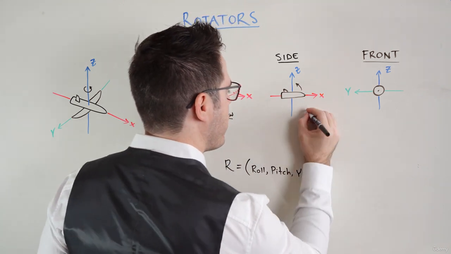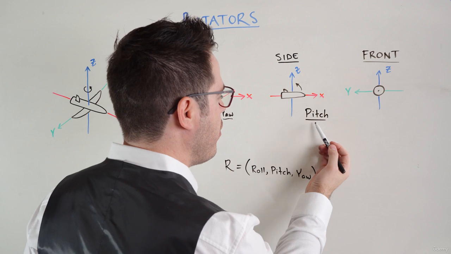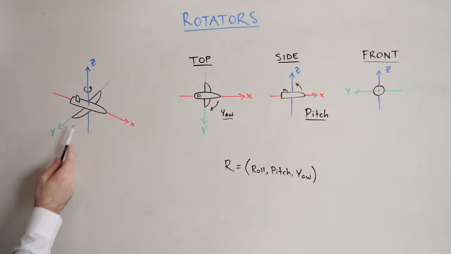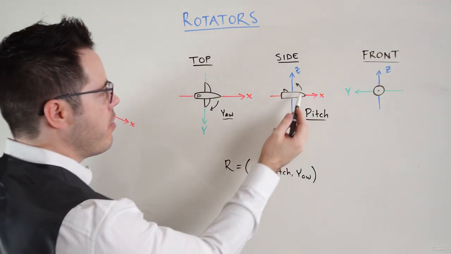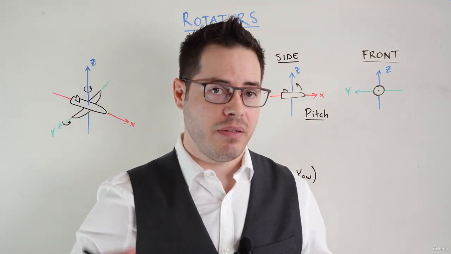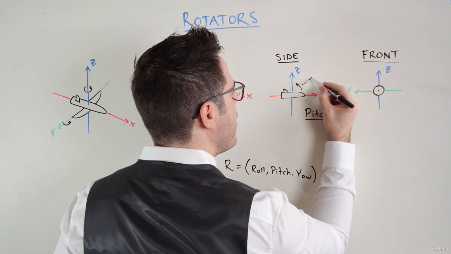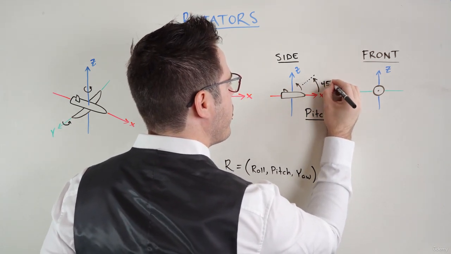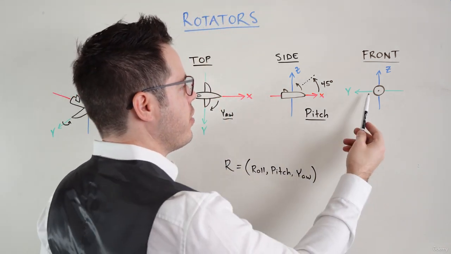This is changing the pitch of our plane. This rotational quantity called pitch is rotation about the y-axis. So what we're doing is we're taking our plane and we're rotating it about the y-axis, and this is changing our plane's pitch. If we tilt the plane up by 45 degrees, then we've just changed our pitch by 45 degrees. That's how pitch works.